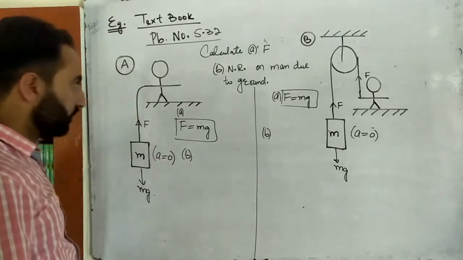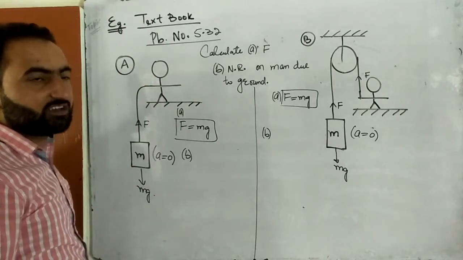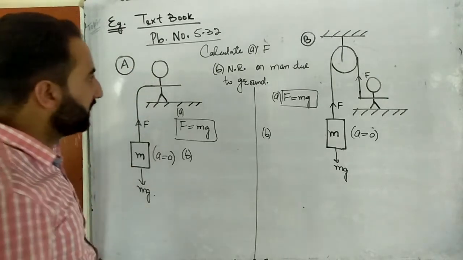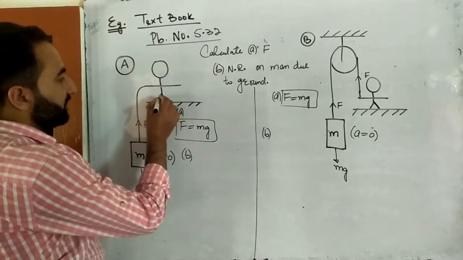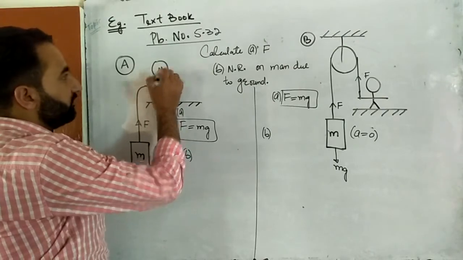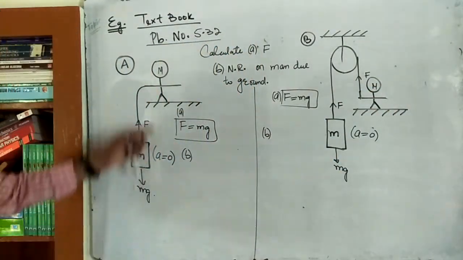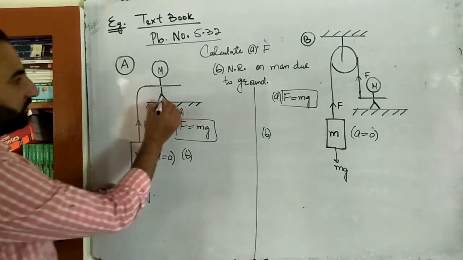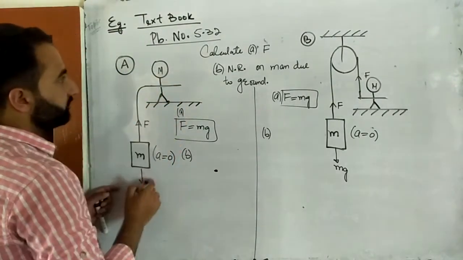Okay, so let's try to calculate the normal reaction. Normal reaction exerted by the ground on the man, or exerted by the man on the ground, is one and the same thing. That is an action-reaction pair. So for that, I'll construct the free body diagram for this man. Suppose his mass is capital M. I'll construct the free body diagram at this very point. The free body diagram will be like this.